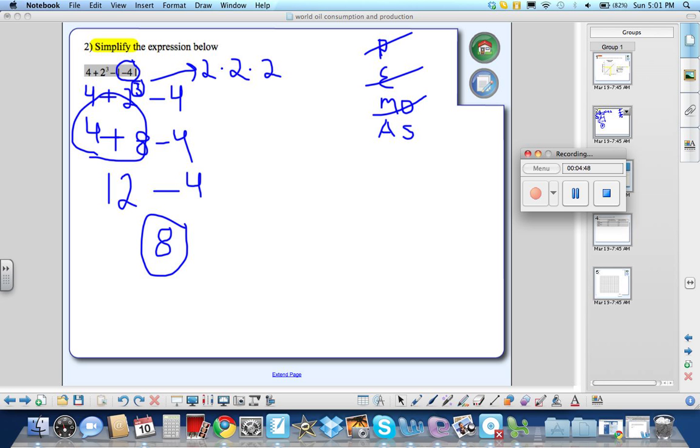Now that you are done with your bell work, please put the bell work in your folder. You should also have in front of you your notes for today. It should be a packet that on top says world oil consumption and production. Make sure that you put your name, the date, and the group that you're in. I'll give you about a second or so to fill that out.